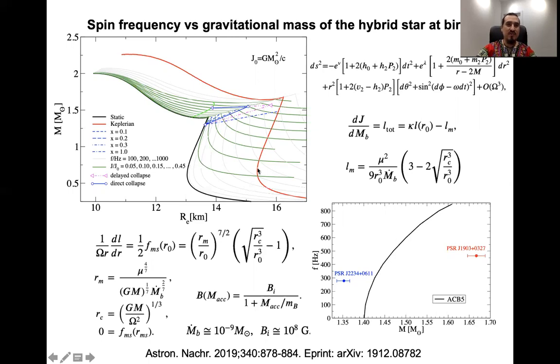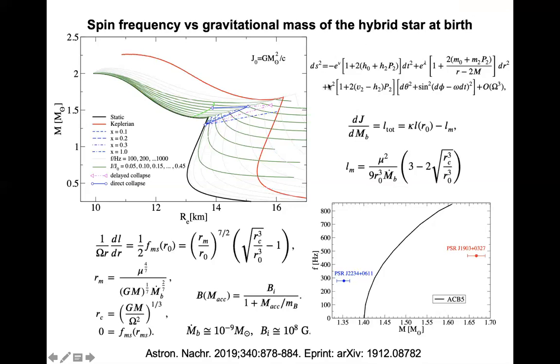All the matter is rejected away because of the rotation. So once the neutron star reaches the maximum point of accretion, it might spin down and it might suffer a transition into a hybrid star. So to describe this scenario quantitatively, we have solved the following equations.